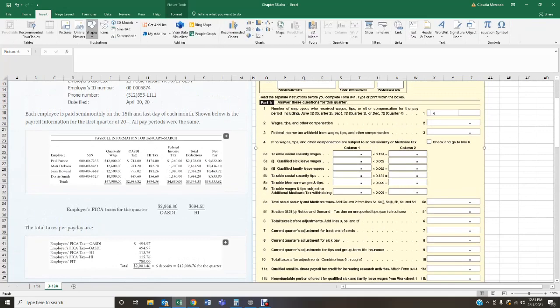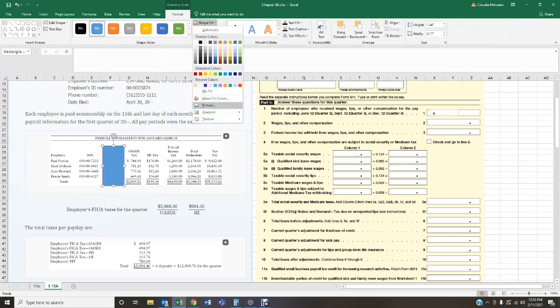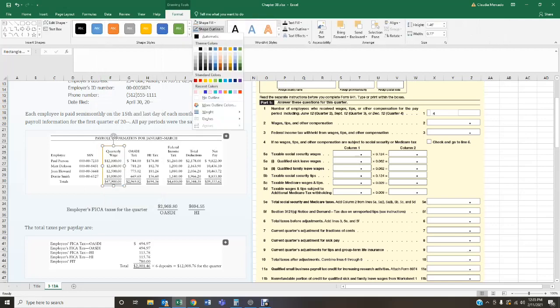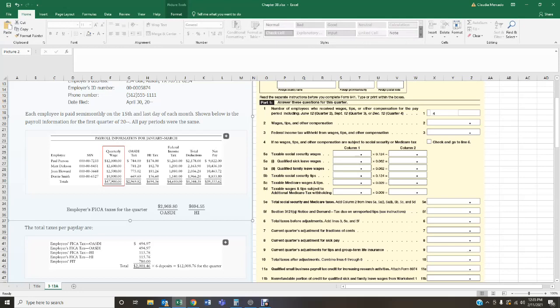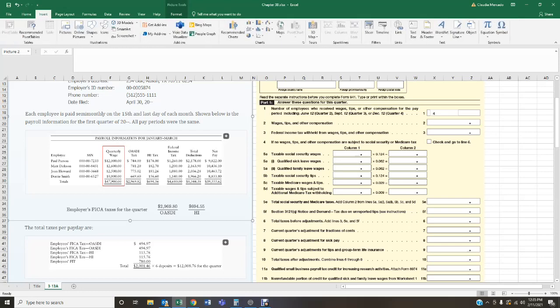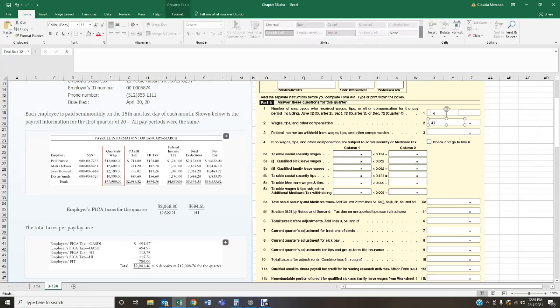We've got the total wages provided to us right here, okay? And we're going to go ahead and use the total, which is $47,900. So, we're going to put the $47,900 on that second line item. So, that is my quarterly wages total, $47,900.